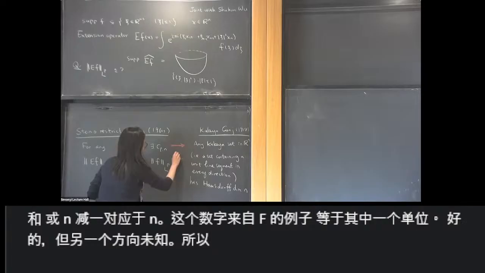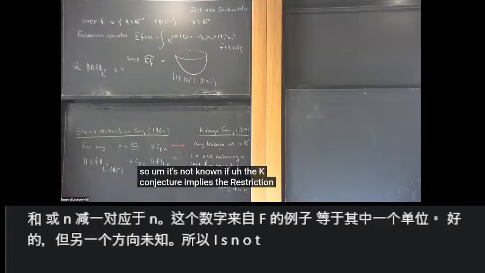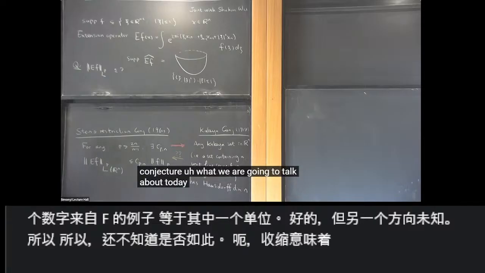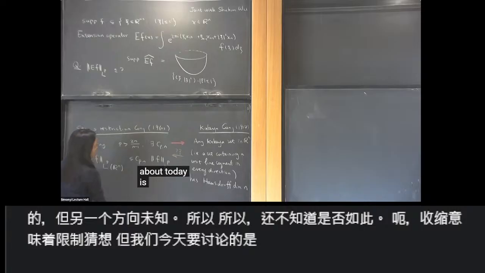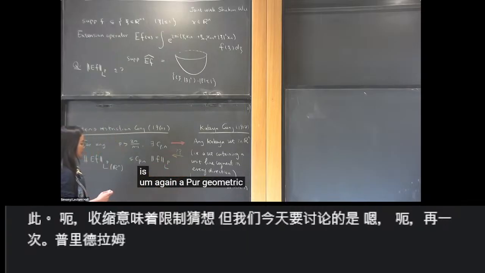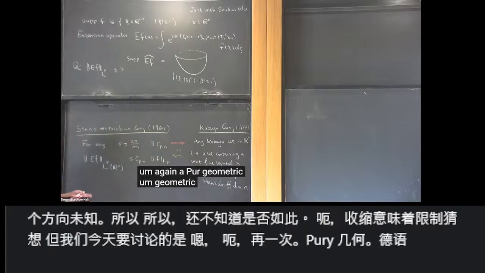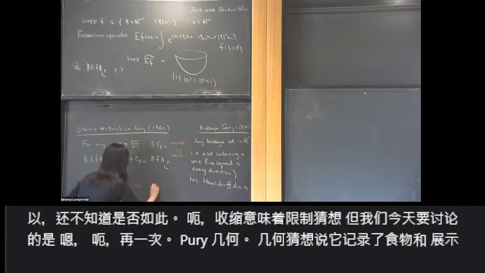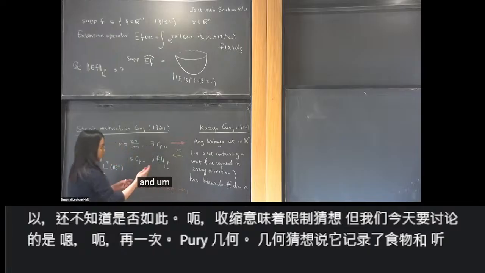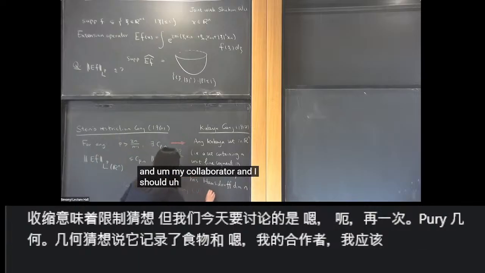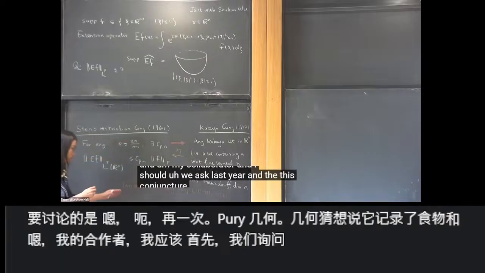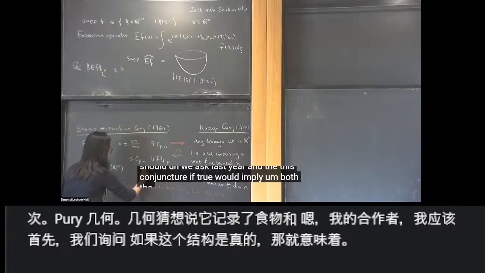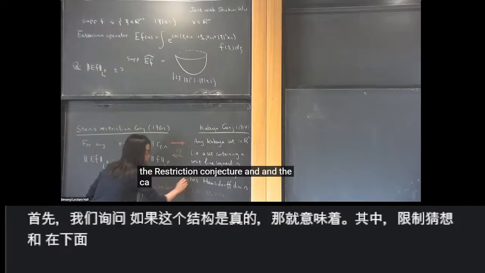But the other direction is unknown. It's not known if the Kakeya conjecture implies the restriction conjecture. What we are going to talk about today is again a purely geometric conjecture, which we call the 2n Furstenberg conjecture, which my collaborator and I asked last year. And this conjecture, if true, would imply both the restriction conjecture and the Kakeya conjecture.